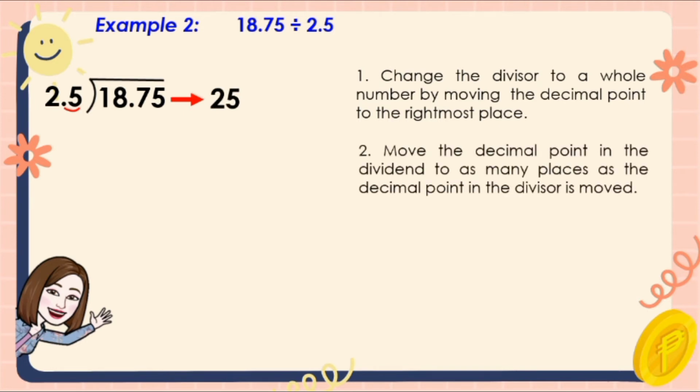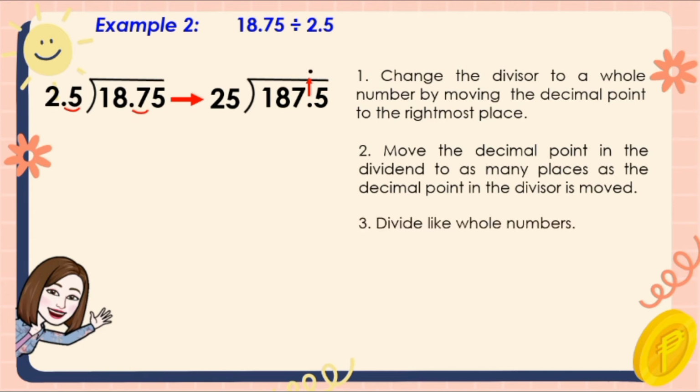Step 2. Move the decimal point in the dividend to as many places as the decimal point in the divisor is moved. So, since isang beses din tayo nag-move sa ating divisor, ganun din sa ating dividend. So, our new dividend is 187 and 5 tenths. Okay. So, dito, i-move din natin ang decimal point sa taas ng dividend. Kasi whole number po ang ating divisor.